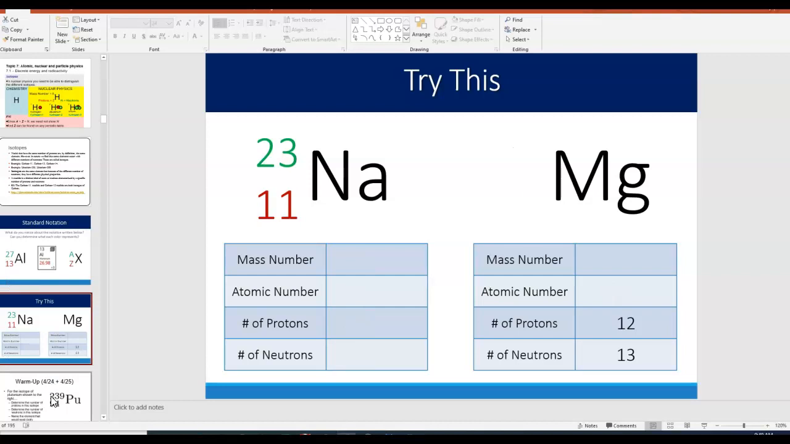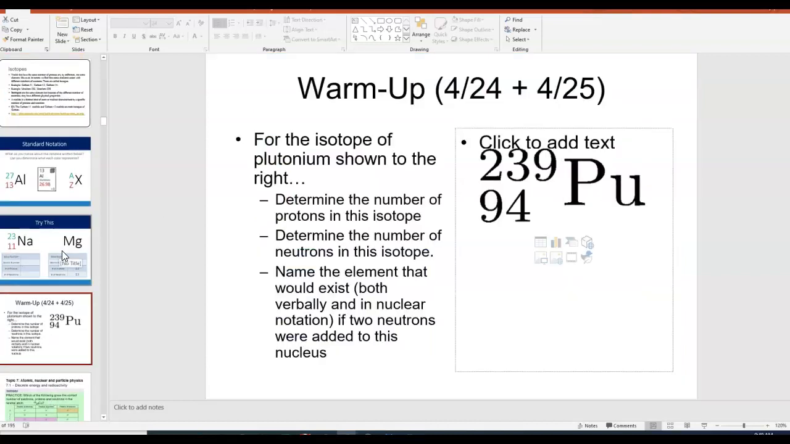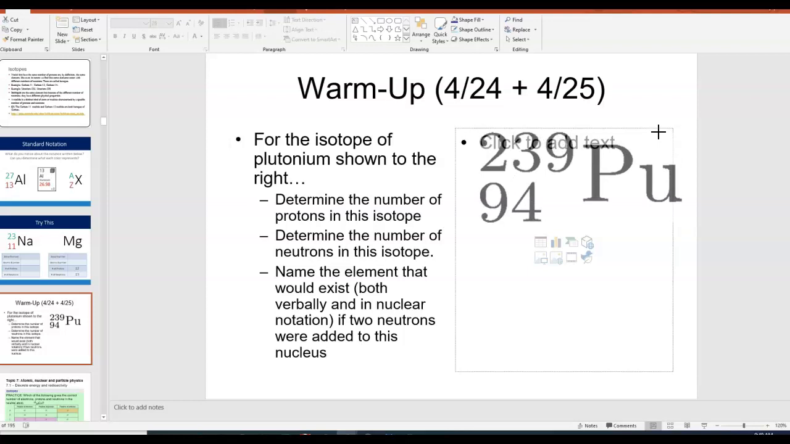Alright, we can do this just really quickly, and again, this is a very basic thing, but it's also very important for you to know. So I don't mind doing a couple really basic examples. Pu is plutonium. It says plutonium right here. The first question it says is, given this is plutonium-239, determine the number of protons in this isotope.